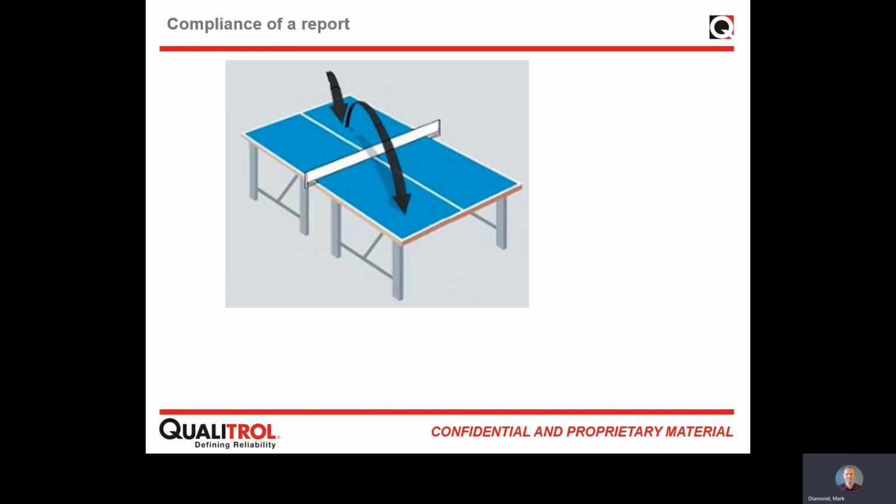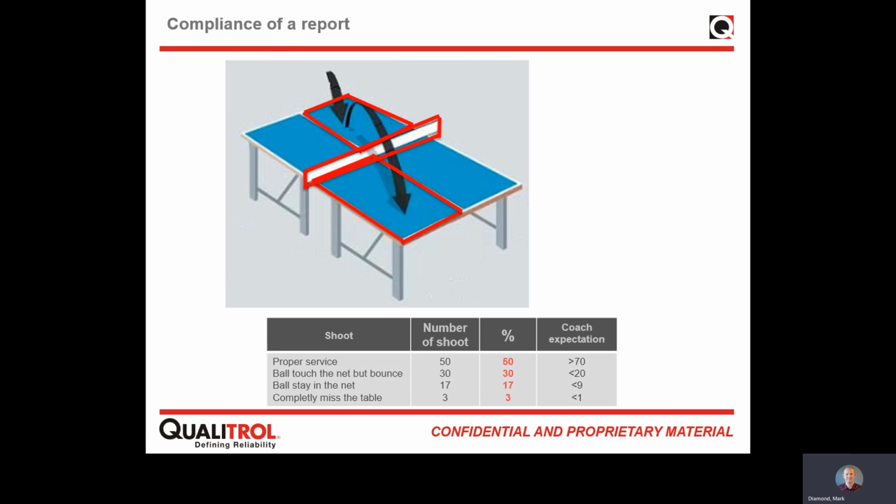So if we take a look at compliance, we have talked about the burden of proof. Are we within thresholds or not? One way of looking at compliance is looking at the serve in table tennis. When it comes to serving a ball in table tennis, we have to bounce in one square on one side of our net, we have to cross the net, and we have to bounce in a square on the other side of the net. And these are requirements.